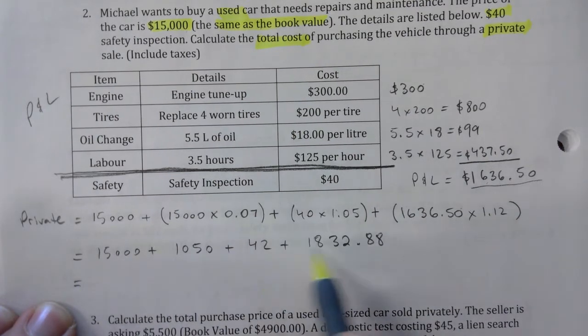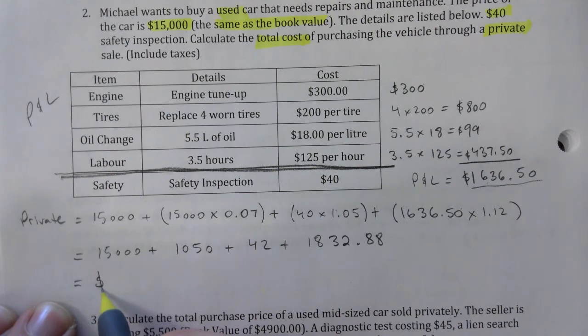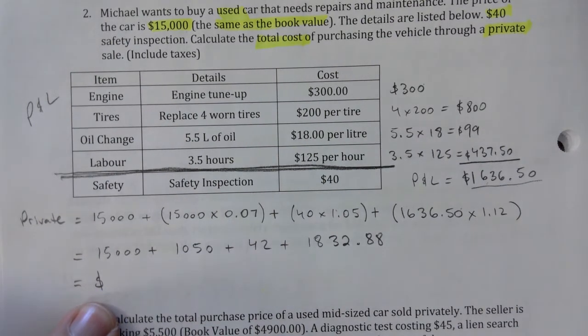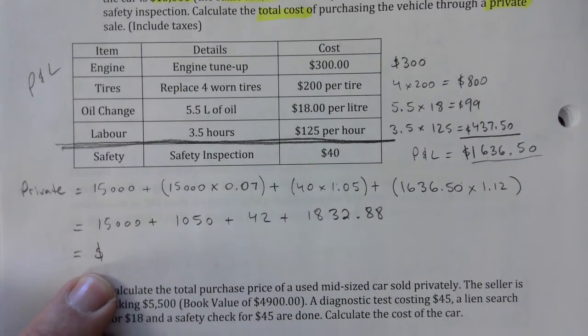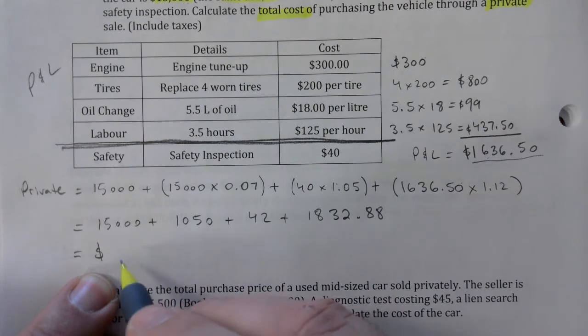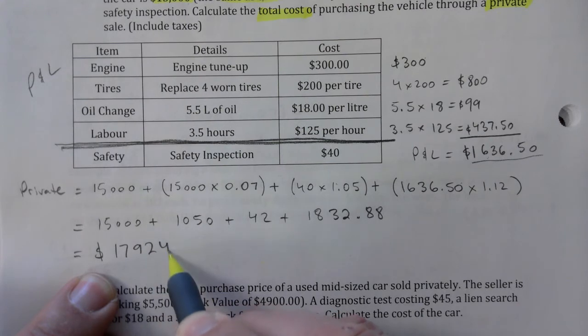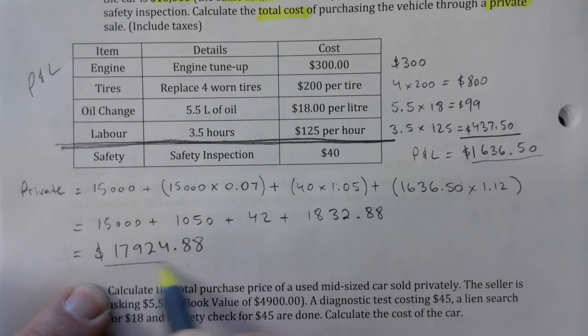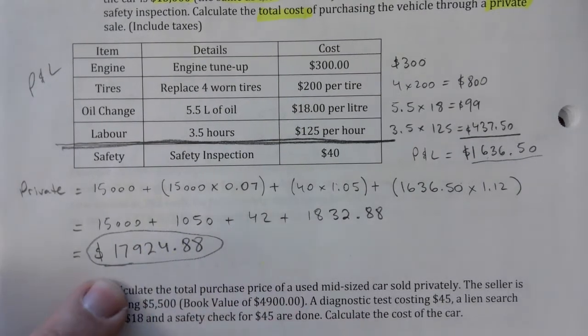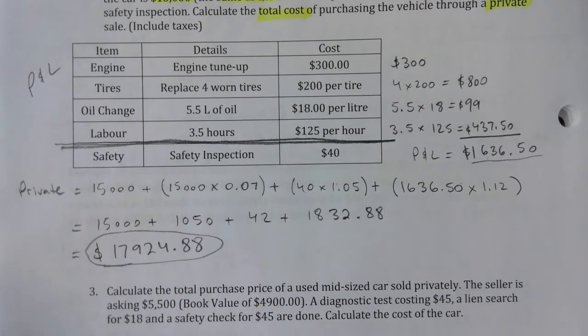And now we're going to add it all up and make sure that your final answer has a dollar sign. Okay? That's important because you will lose half a mark if you don't. Okay? In between, I don't care. So this ends up being $17,924.88. Okay, that's my final answer.